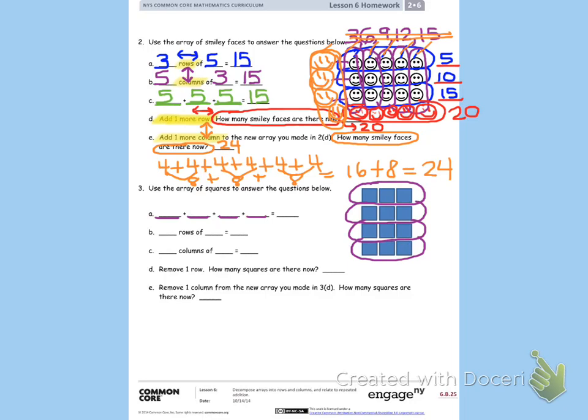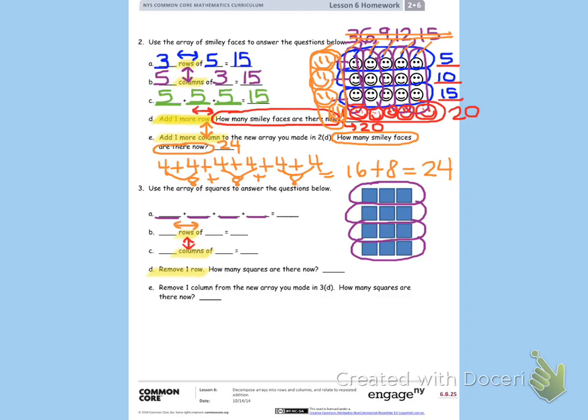On item B, it's asking for rows. Remember, we highlight the word rows and then draw ourselves a little arrow to remind us that rows go side to side. On item C, it's asking for columns. Highlight the word columns and draw yourself an arrow that goes up and down to remind yourself that columns go up and down.